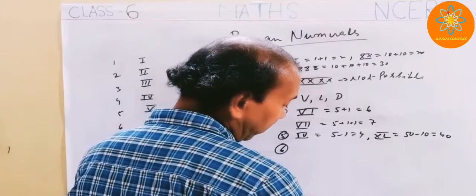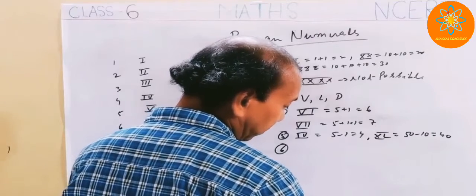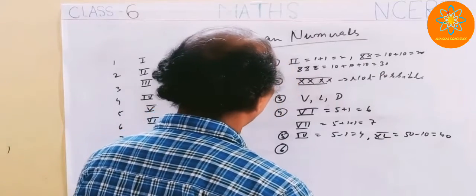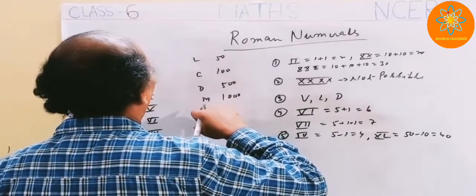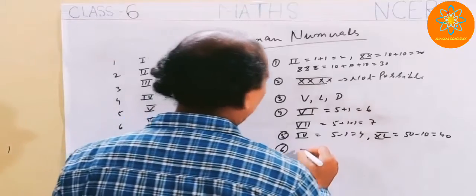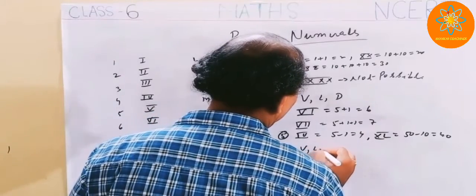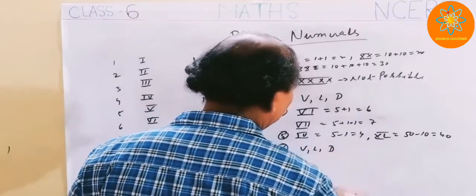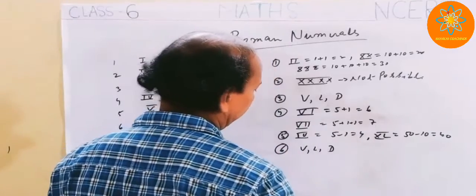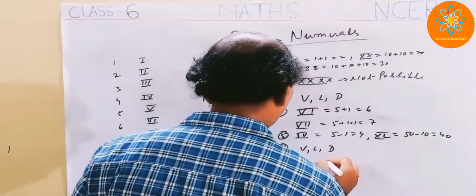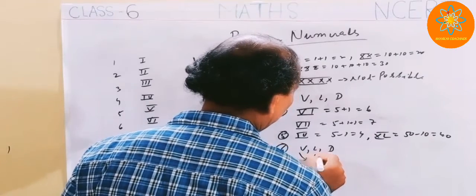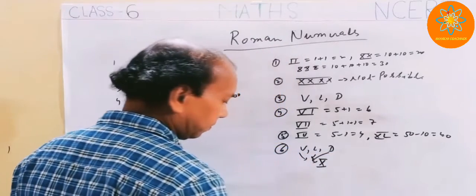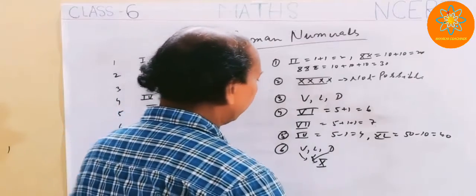The sixth rule is that the symbols V, L, and D are never written to the left of a larger symbol for subtraction. This means V, L, and D are never subtracted; it is not possible to write them at that place.